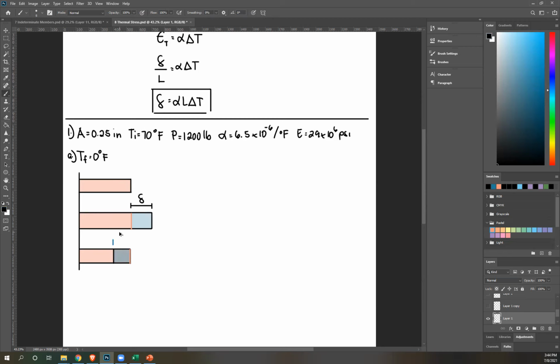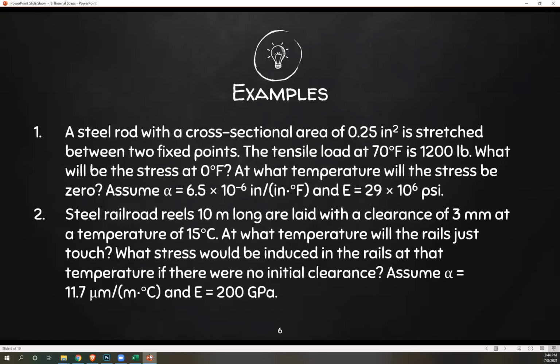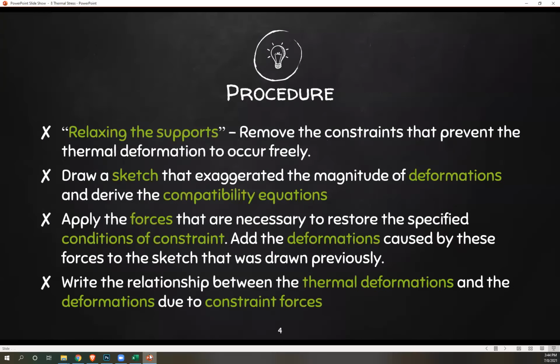So let's label that your delta sub T for deformation due to temperature. Now, from here, you'll see, remember in the step, right? This is how we'll do it.